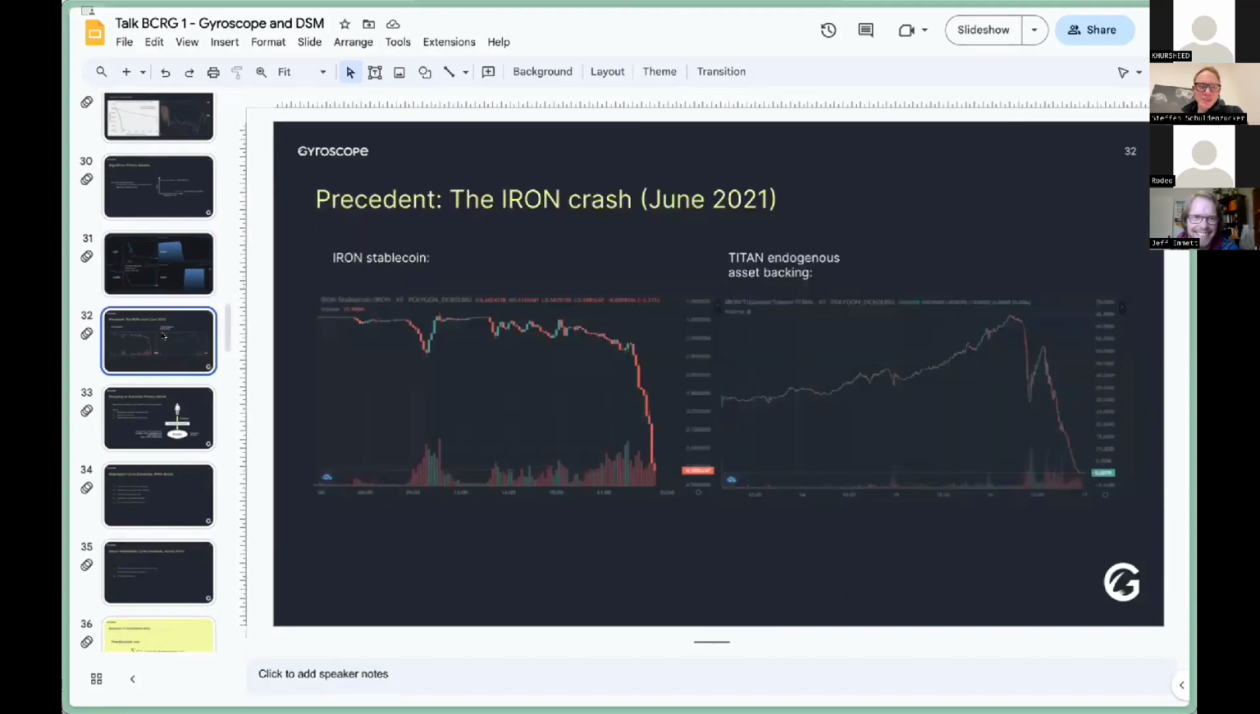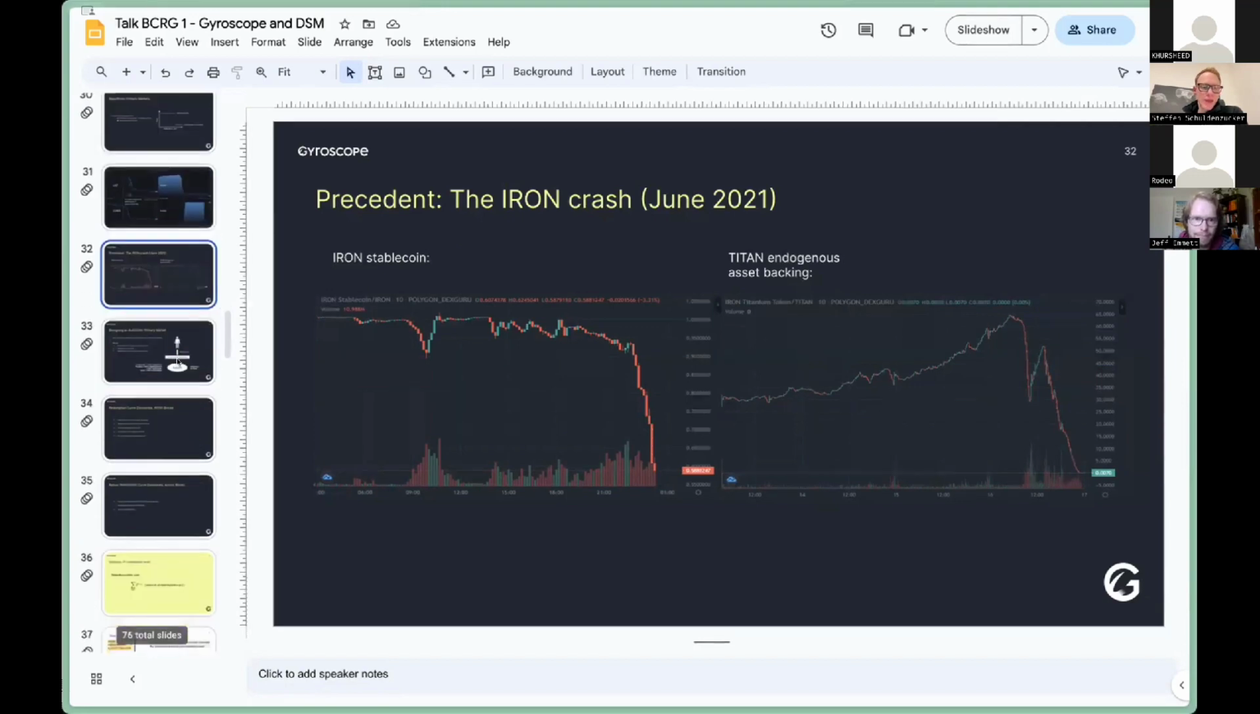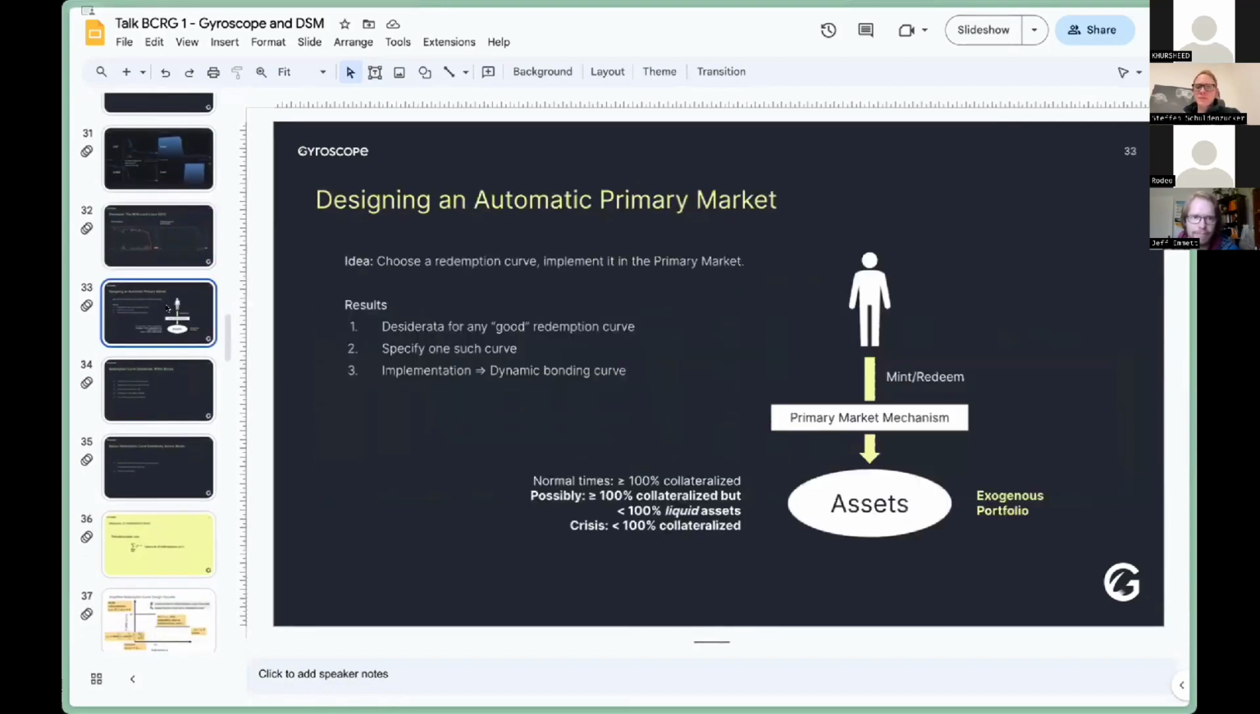There was a precedent to this, which was Iron, for example. It worked exactly the same way. You had Iron, the stablecoin, and Titan, the backing. And at some point, it just basically disappeared. So now, of course, I gave you all of these examples. Now I probably want to talk about what's the better design.